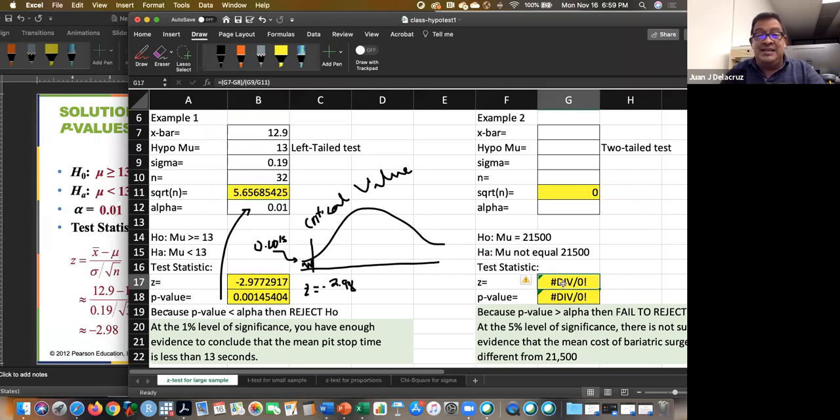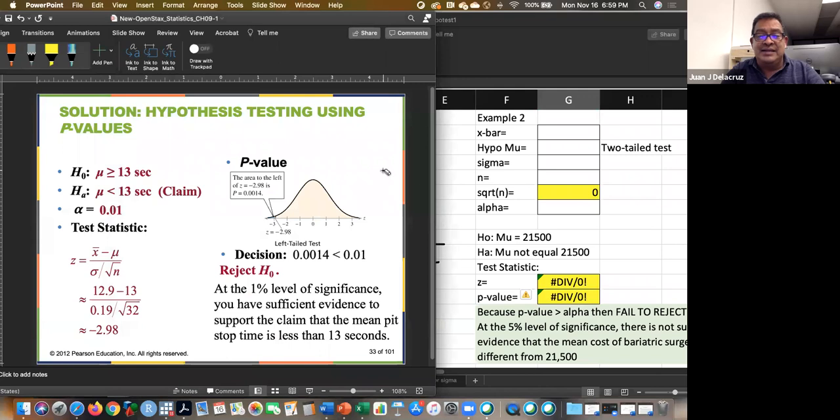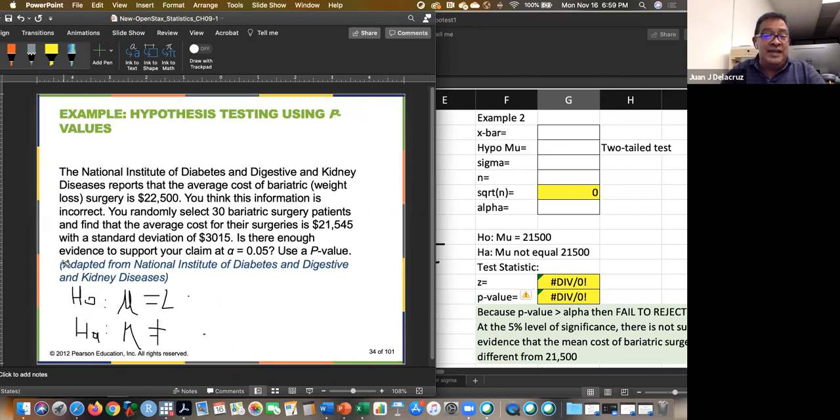Here, as you can see, I built the same formulas. In this case, I'm doing a two-tailed test. We are going to see a case for a two-tailed test. So far, this has been a one-tailed test, a left-tailed test. We have a second case here. So let me erase all this.